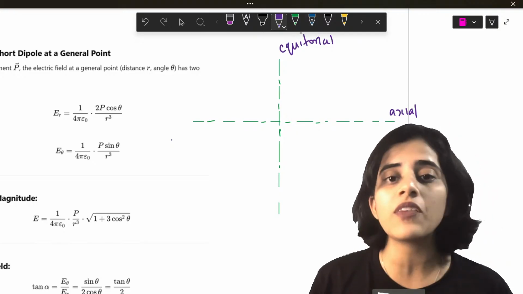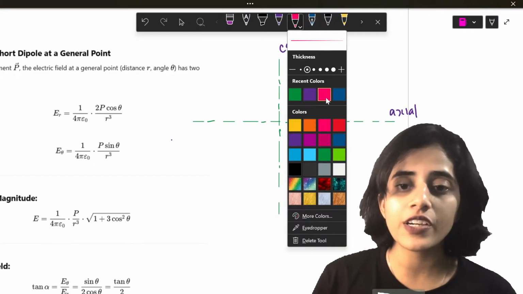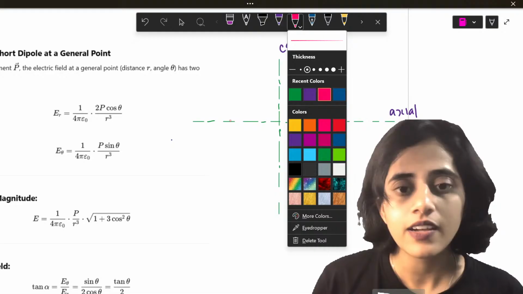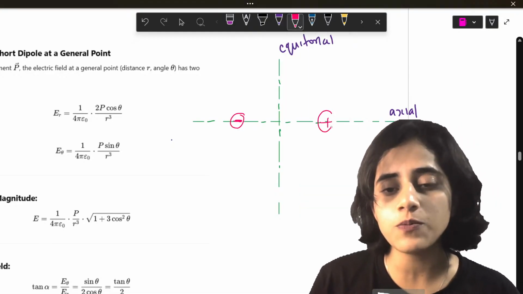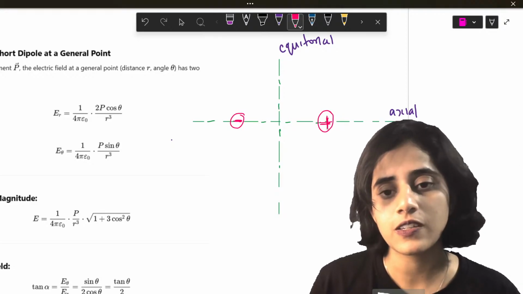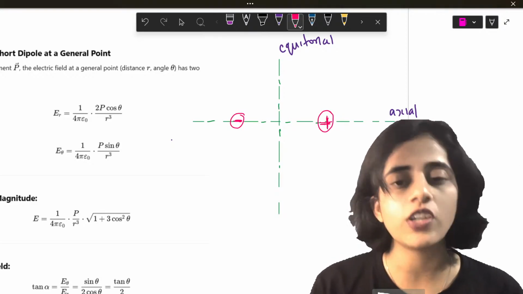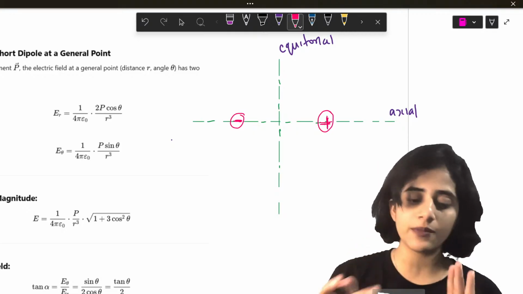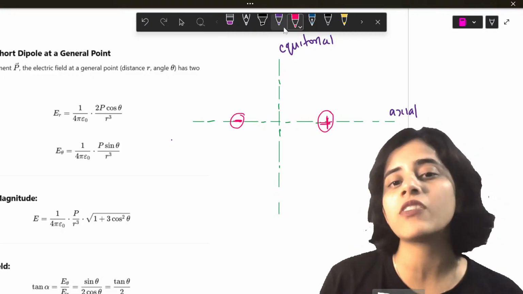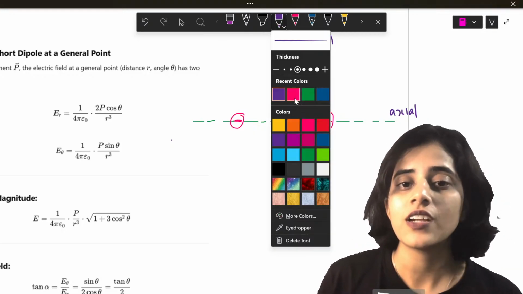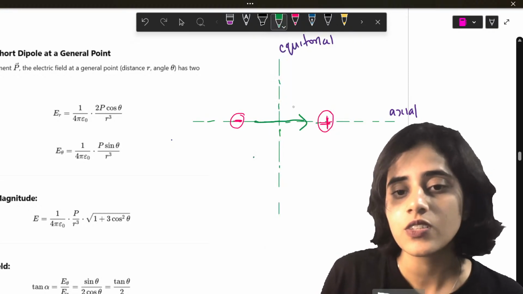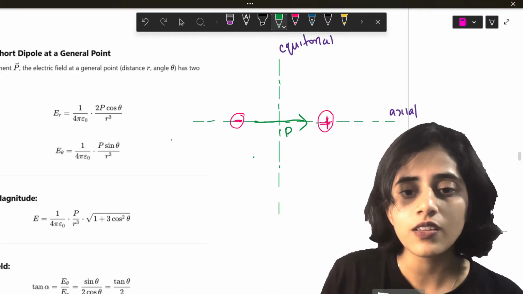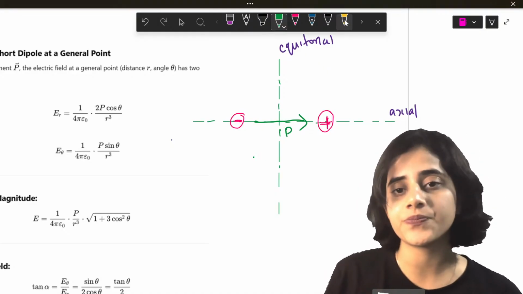So this axis is called my axial direction. And this top part is called my equatorial direction. Now we're talking about dipoles. So obviously I need to have a dipole on my figure. So let me draw a dipole. First I'll draw a negative charge, and then I will draw a positive charge. Now I have a dipole. Dipole moment is always in the direction from negative to positive. So this is the direction of the dipole moment P.